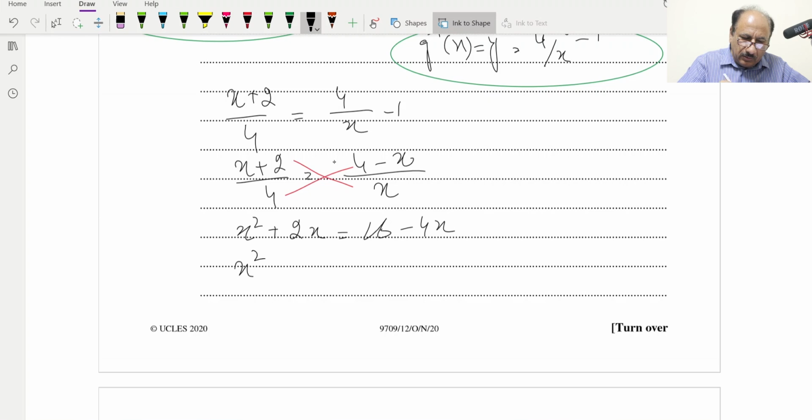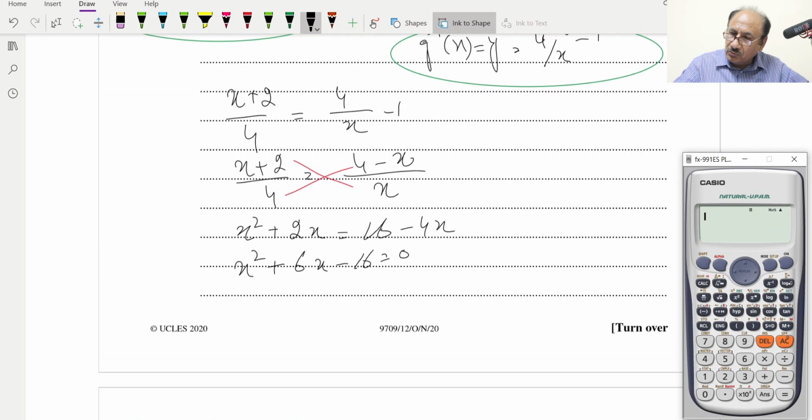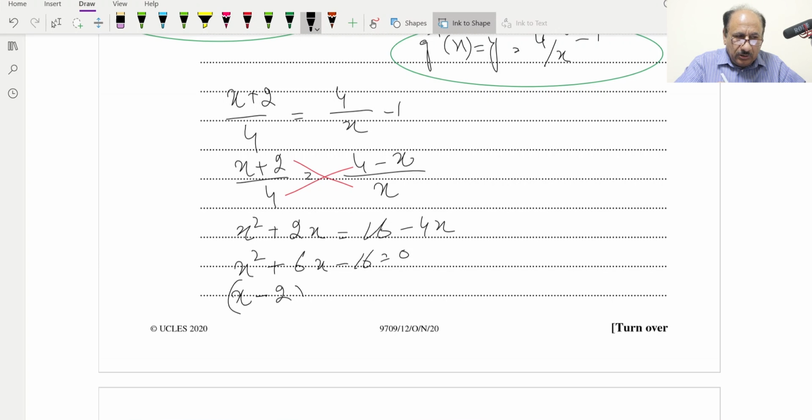So we can form the quadratic equation. x squared plus 2x plus 4x will be 6x, minus 16 is equal to 0, and we can use the factorization method. The coefficient of x squared is 1 and the coefficient of x is 6, and minus 16 is the constant. So this will be 8 and minus 2. So x minus 2 and x plus 8 will be our factors, and the answer will be x is equal to 2 and x is equal to minus 8.